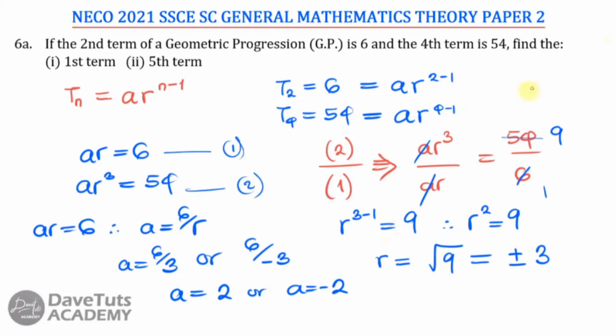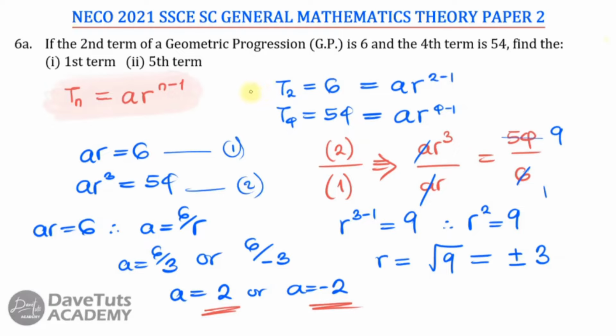That being said, we can now look for whatever nth term we are being asked to get. In this case, we are asked to find the first term and the fifth term. That is good. We have gotten the first term, which can be either 2 or minus 2. And that is very good.